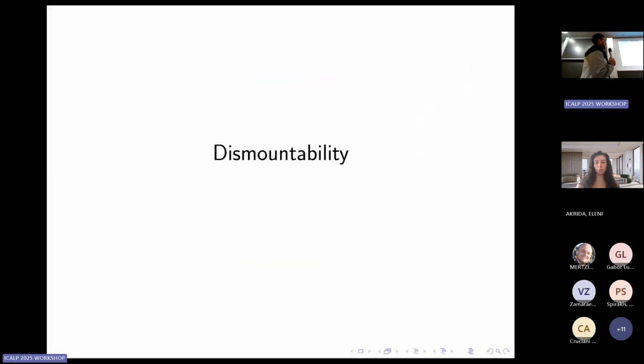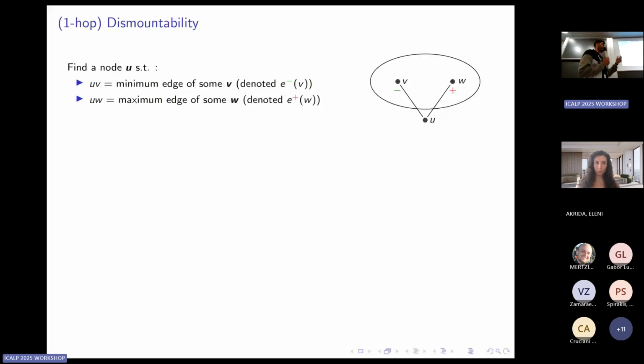So, what is dismountability? Dismountability is like this principle: in its general version, if you find a node plus an incident edge, such that after that edge it can still reach everyone, and another edge incident to this vertex that can be reached by everyone, then I can remove the vertex and find a spanner in the resulting instance, and then just attaching those two edges will give me a solution for the problem.